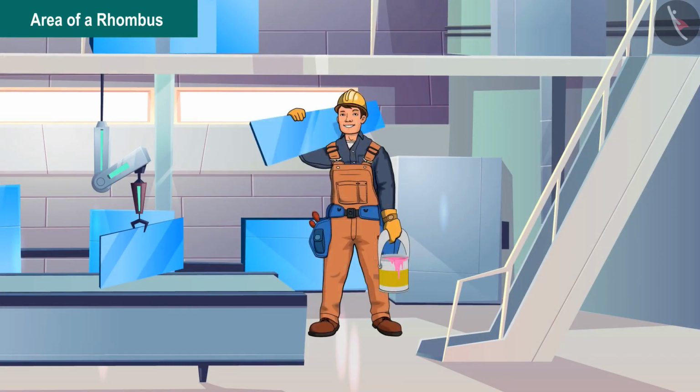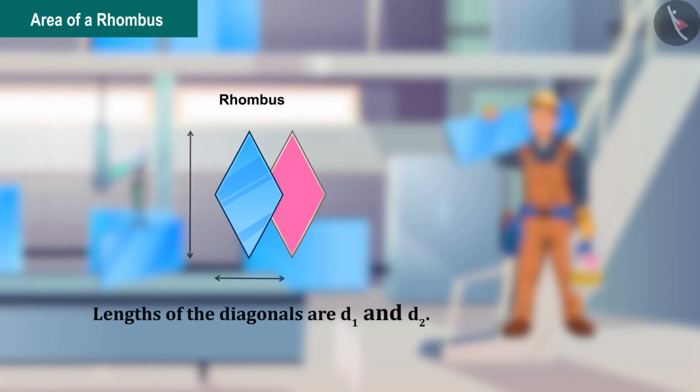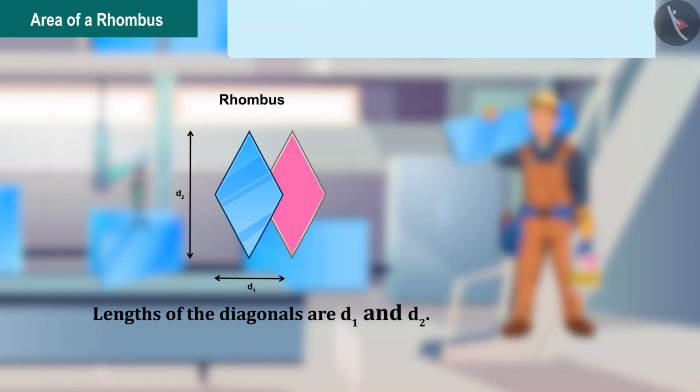Kamlesh works in a rhombus glass making factory. He wants to paint pink color behind the glass. If the lengths of the diagonals of the glass are D1 and D2, can you tell him how much area of the glass will have to be painted?